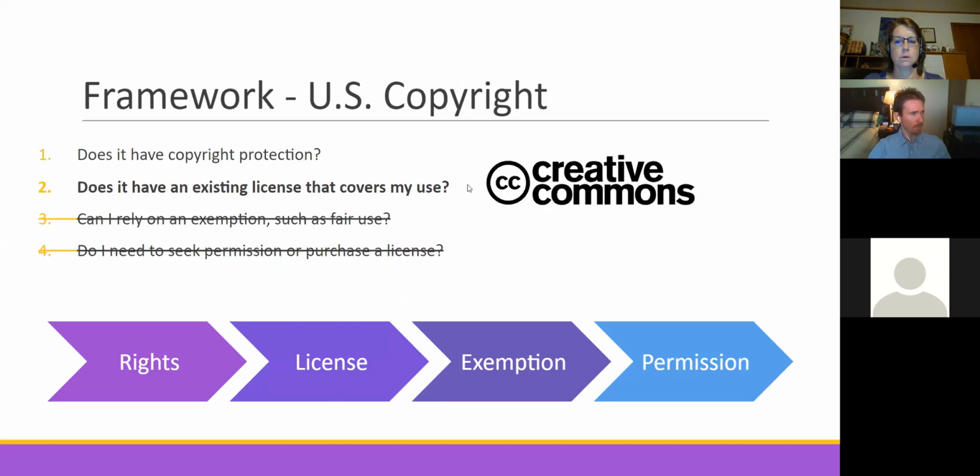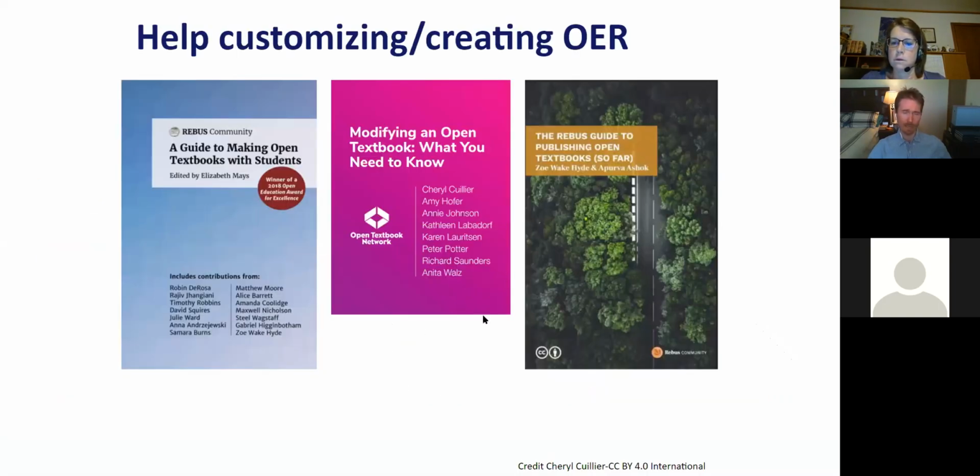We'll talk about this in a second, but for the framework that we like to use to see if you can use content within your courses or within your own work, it's really easy with Creative Commons because all we have to do is stop at number 2. Does it have an existing license that covers my use? Bingo, Creative Commons. For help customizing and creating OER, there's OER to help you create OER. Great resources are available through the Rebus community, the Open Textbook Network, and others. Those are Pressbooks as well, which we're going to talk about in a sec.